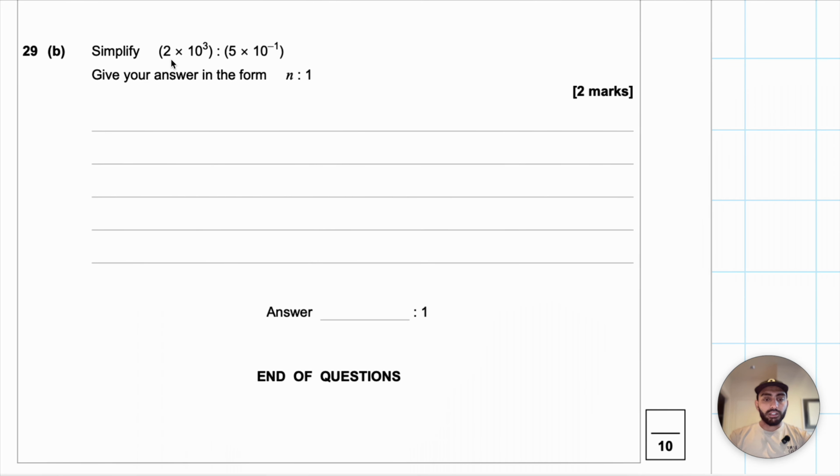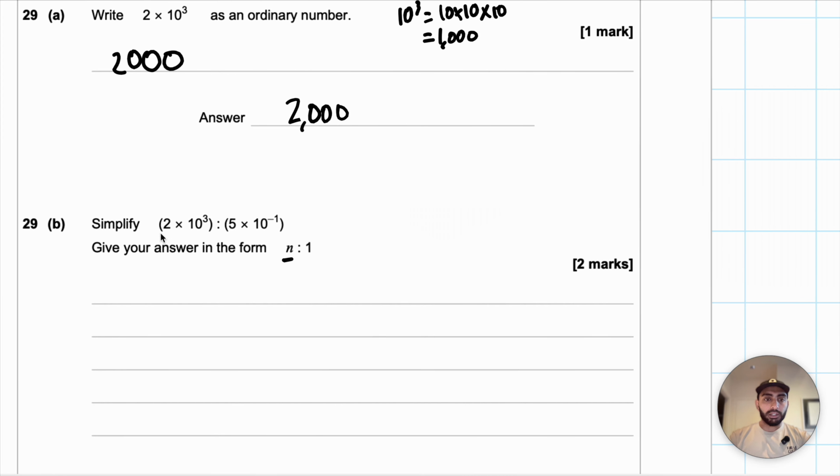Part B, simplify 2 times 10 to the power of 3 over 5 times 10 to the negative 1. Give your answer in the form n to 1. So we want something on the left-hand side and we want 1 on the right-hand side. It's already helped us because we've done part of this question already. We've done 2 times 10 to the power of 3, which is 2,000. What we need to do now is convert this into an ordinary number. So 5 times 10 to the negative 1. 10 to the negative 1 is the same as 1/10. So really, we're doing 5 times by 1/10, which is 0.5.